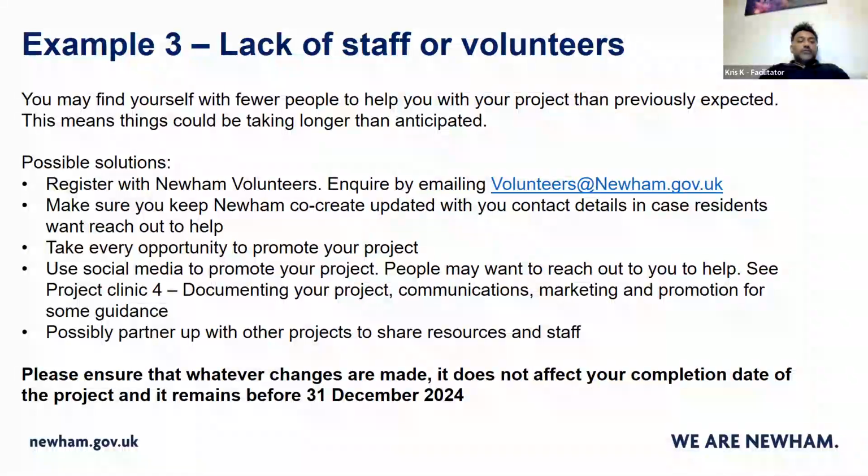And possibly, again, partner up with other projects in your area to share resources and staff. Again, whatever you do, it should not really affect your completion date. So you want to make sure you finish by the 31st of December 2024.